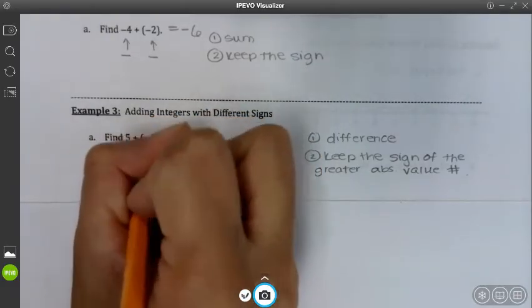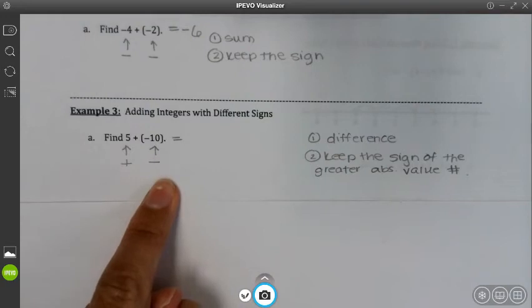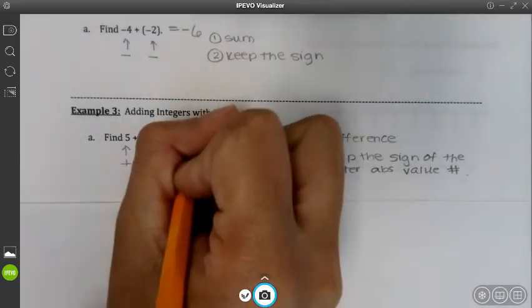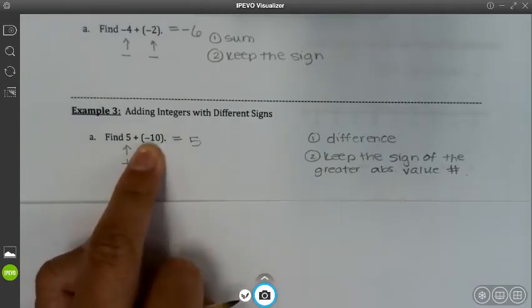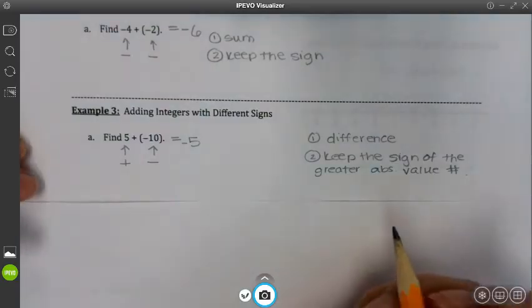I see this one is positive and this one is negative, so they're different signs. So I'm going to find the difference. The difference between 5 and 10 is 5. And then which number would win in a tug of war? -10 would win because it's further from 0. So we get -5.